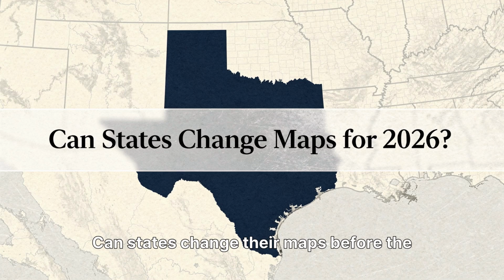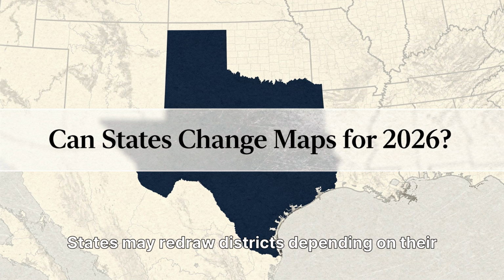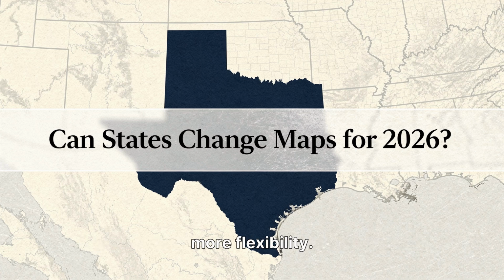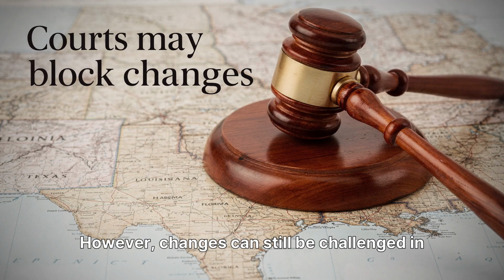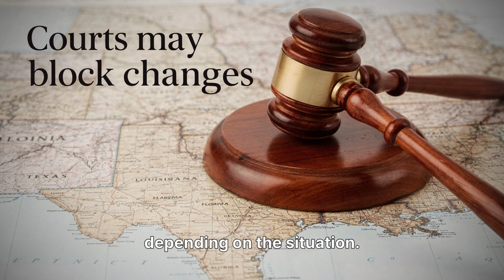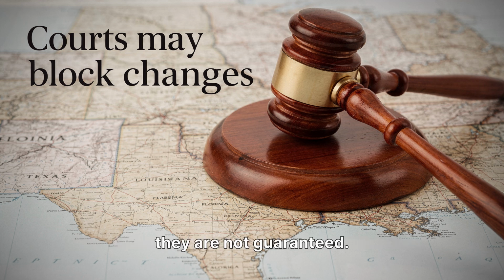Can states change their maps before the 2026 election? The answer is yes, but with limits. States may redraw districts depending on their legal timelines, and this decision gives them more flexibility. However, changes can still be challenged in court, and last-minute adjustments may be blocked depending on the situation. So while changes are possible before 2026, they are not guaranteed.